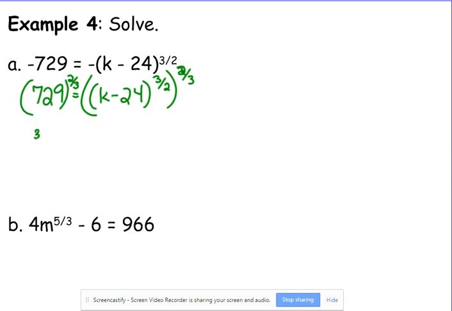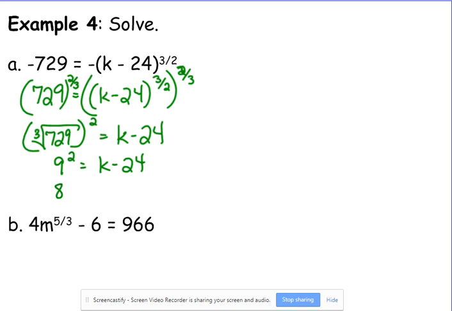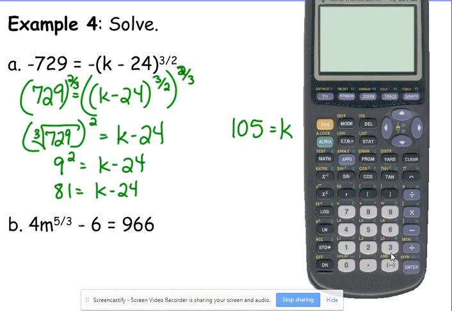So that is the cubed root of 729 squared. The cube root of 729 would be 9. And 9 squared is 81. So then when we add 24, we get 105, which seems like an unusually large answer. So I would definitely check it.